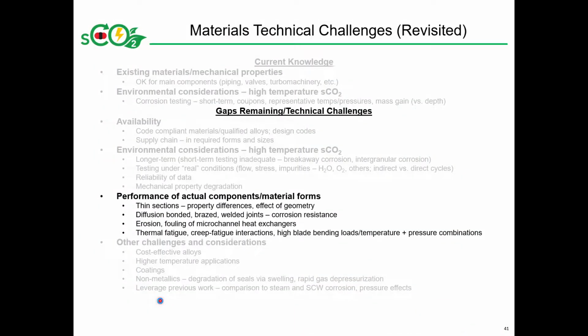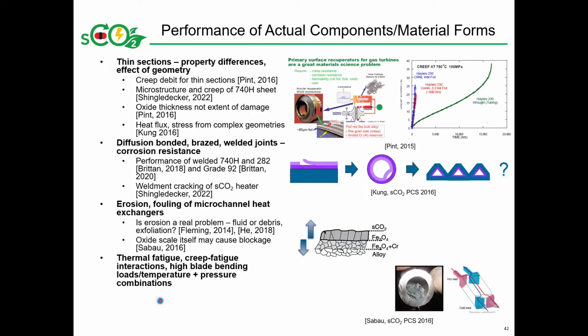If we look at actual components and materials forms, for example thin section properties, and compare the microstructures and mechanical properties of those thin sections, they're not always the same as the thicker sections that we might see in other manufacturing processes, or those sections used for mechanical property testing. So people are looking at that, and again, some results are presented in this conference.